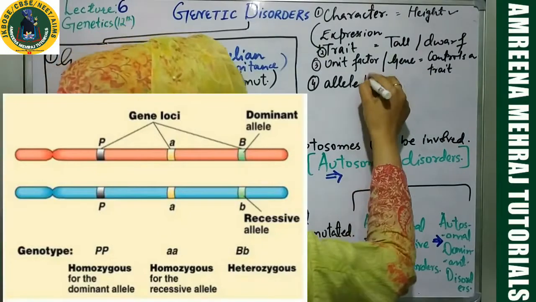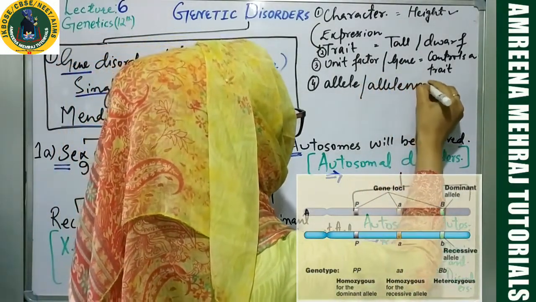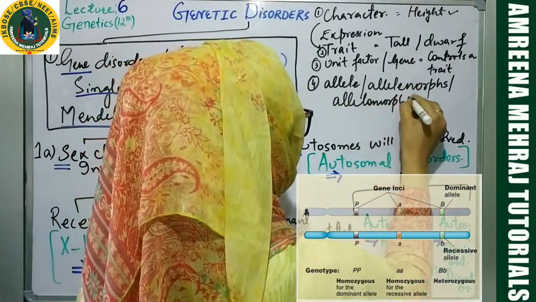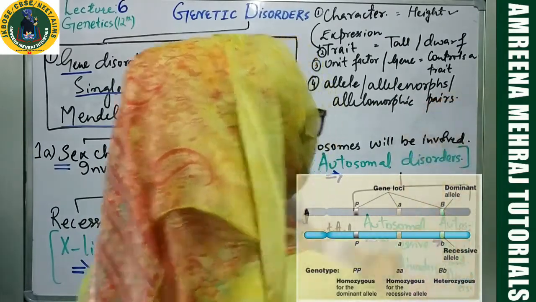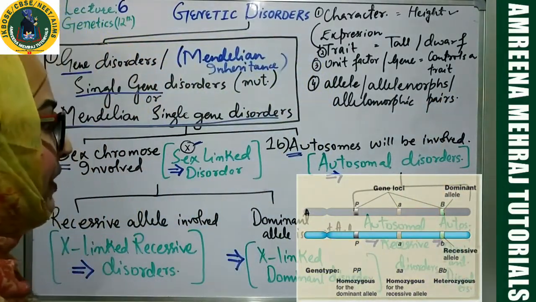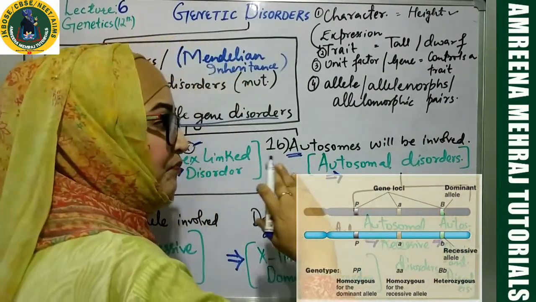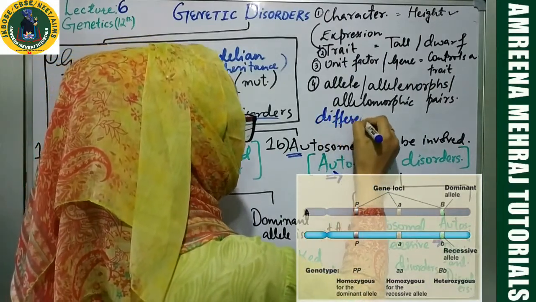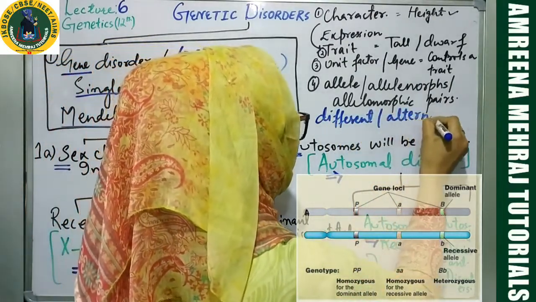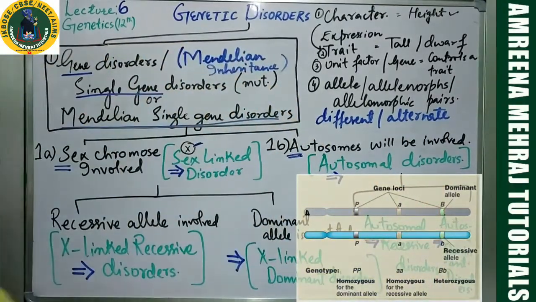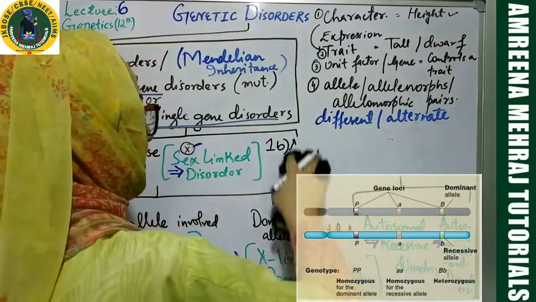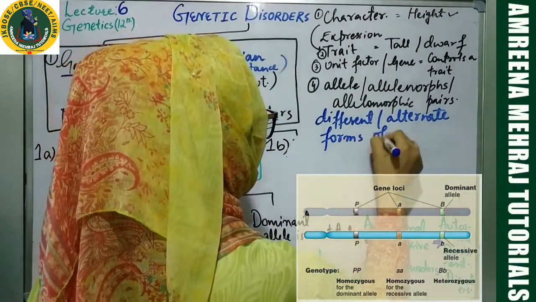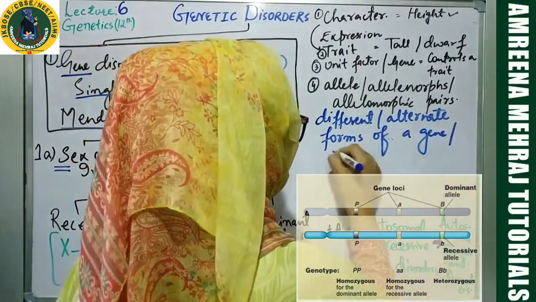The other term for allele is allelomorph, or we call it an allelomorphic pair. Be aware of these things, they are very crucial. What are they? They are nothing different, my dear students. They are basically the alternate or different forms of a gene, or you can say a factor.